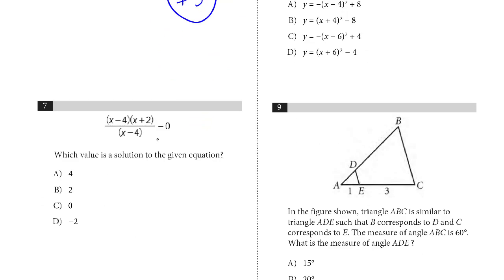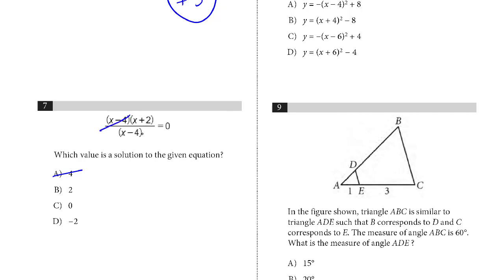Okay, number 7. x minus 4 times x plus 2 over x minus 4 equals 0. Which value is a solution to the given equation? Well, the domain does not include +4, so the answer definitely can't be that. Otherwise, your denominator is 0 and the function is undefined.